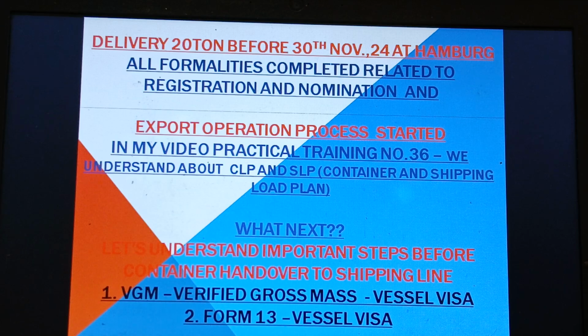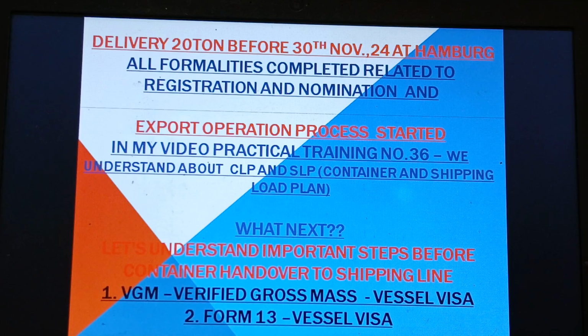As of now, as you know, we completed the registration and nomination process, and the export operation process has already started. In my practical training number 36, we understood about the CLP and SLP, container and shipping load plan. So what next? Guys, let us understand the important steps before container handover to the shipping lines.